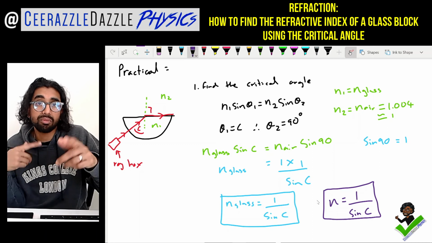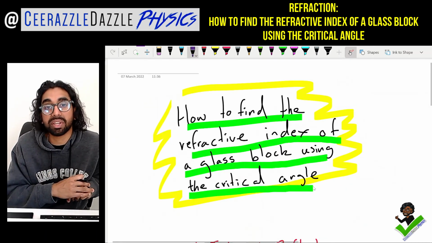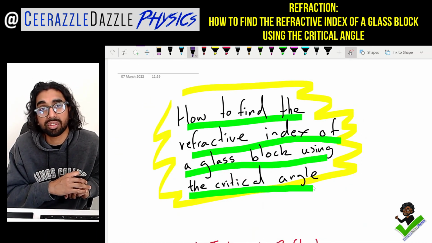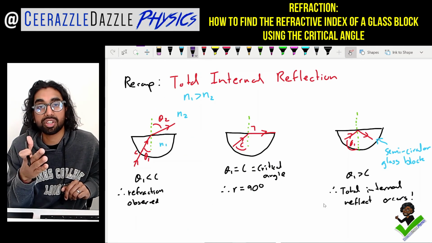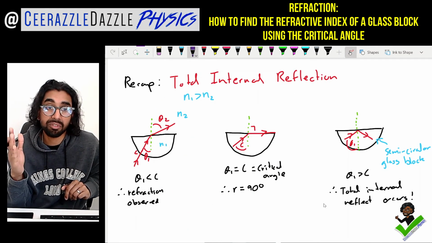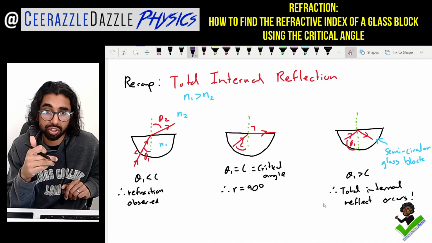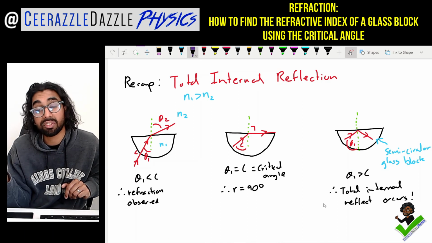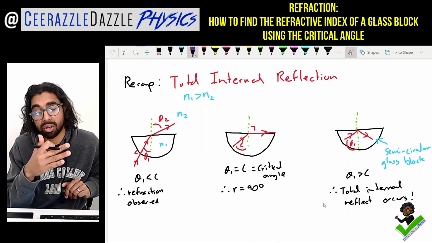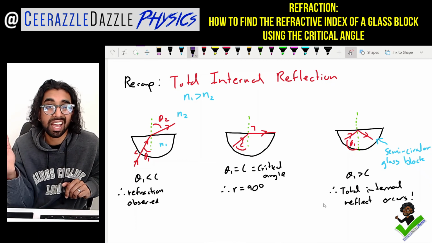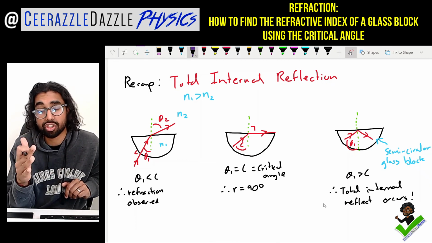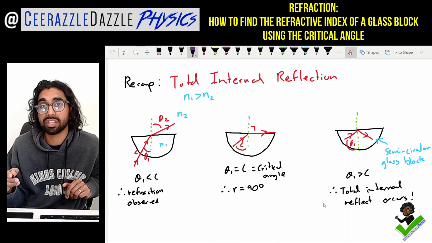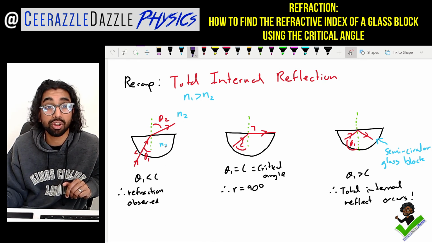Let's have a quick recap right from the top. Today's title was how to find the refractive index of a glass block using the critical angle. And then we discussed what total internal reflection was. We can see that when theta 1 is less than the critical angle, refraction occurs. When theta 1 is equal to the critical angle, it goes along the boundary. When theta 1 is greater than the critical angle, we know it's reflected inwards. So at the critical angle, the angle of refraction is 90 degrees here. And don't forget that the refractive index of the first material is greater than the second one. You're always going from more dense to less.